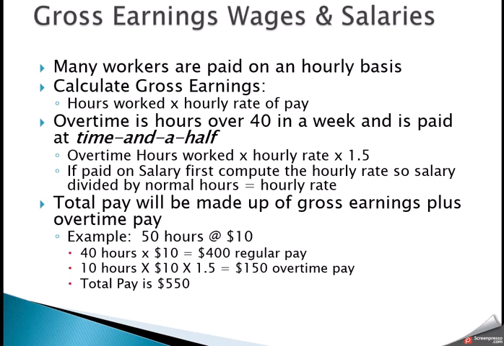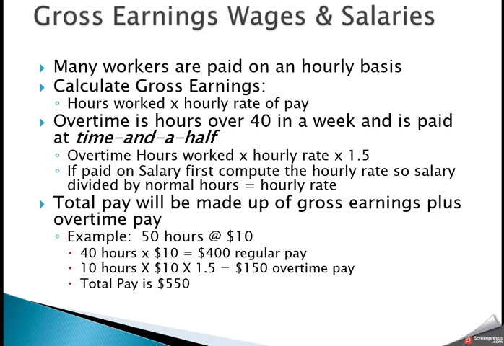Now, if you are a salaried worker that does get overtime, sometimes say like nurses or police, maybe on salary, but they still will get overtime if they work over 40 hours, you will have to take their salary, divide it by whatever their normal work week is to get an hourly rate, and then we can pay them the overtime: the hours worked over 40 times the hourly rate times 1.5.